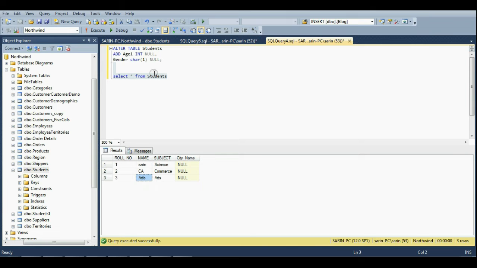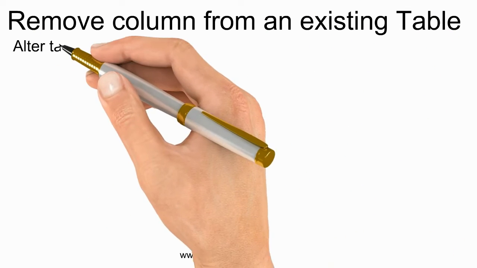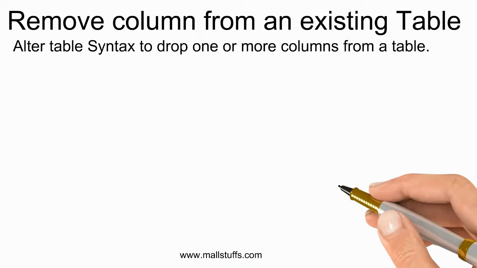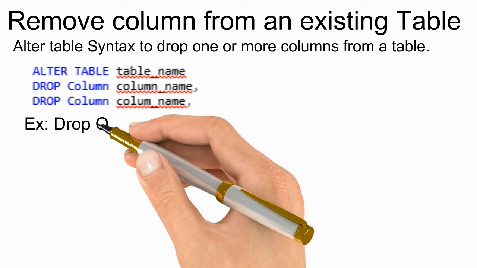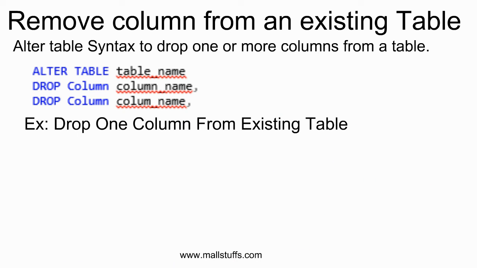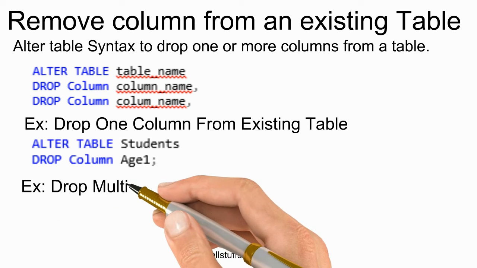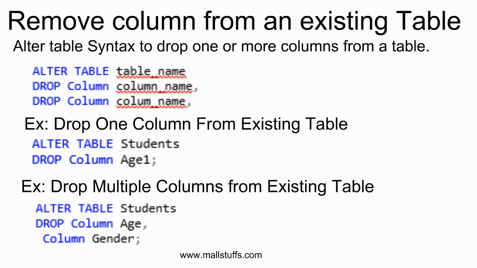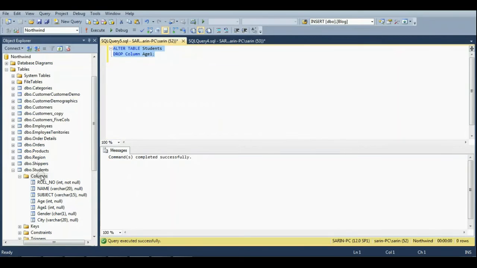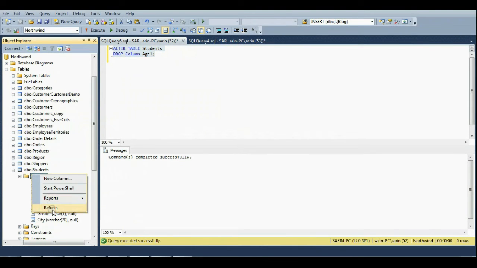Now let me show how to remove a column from an existing table. The alter table syntax to drop one or more columns from a table is: alter table table name, drop column column name, column name. Below is the example to drop one column from an existing table. To drop multiple columns from an existing table, you just have to separate your columns by a comma. As an example, here I am first dropping a single column named age1, so the command is executed successfully. Now if I refresh the table, you can see the age1 column is deleted.